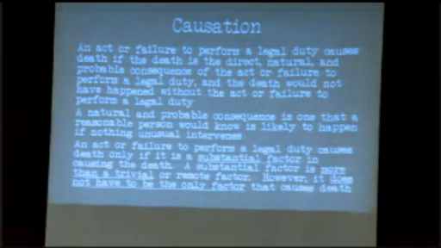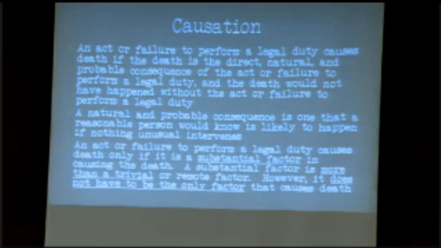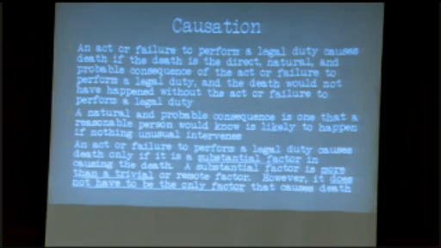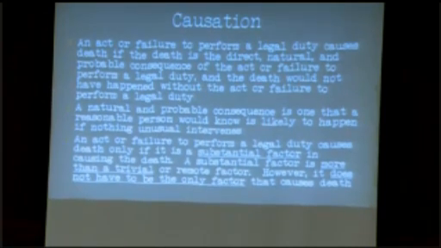Causation. An act or failure to perform a legal duty causes death if the death is the direct, natural, and probable consequence of the act or failure to perform a legal duty, and the death would not have happened without the act or failure to perform the legal duty. A natural and probable consequence is one that a reasonable person would know is likely to happen if nothing unusual intervenes. An act or failure to perform a legal duty causes death only if it is a substantial factor in causing the death. And here, again, the definition.